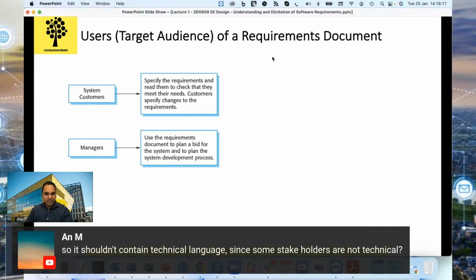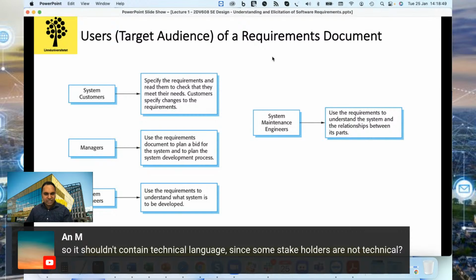Then the managers, who use the requirements document to plan the resources and times, so they are also an important stakeholder for the requirements document. Then system engineers, who are basically developing and testing your requirements. So if your requirements document is ambiguous, not clear, not easy to follow, that will make their life very difficult.